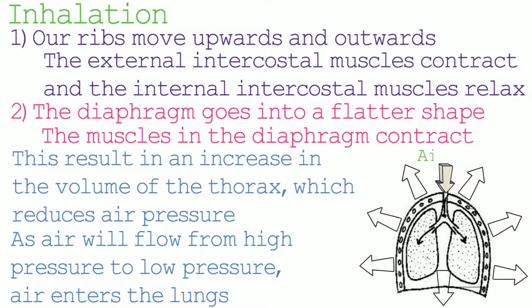So with inhalation, our ribs move upwards and outwards, and our diaphragm moves down. This increases the volume of the thorax, which leads to the air pressure inside the thorax falling, which causes air to enter the lungs. Let's now have a look at exhalation.